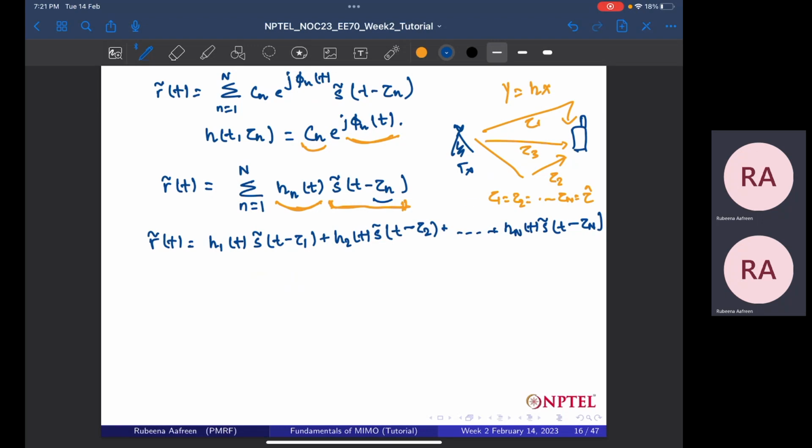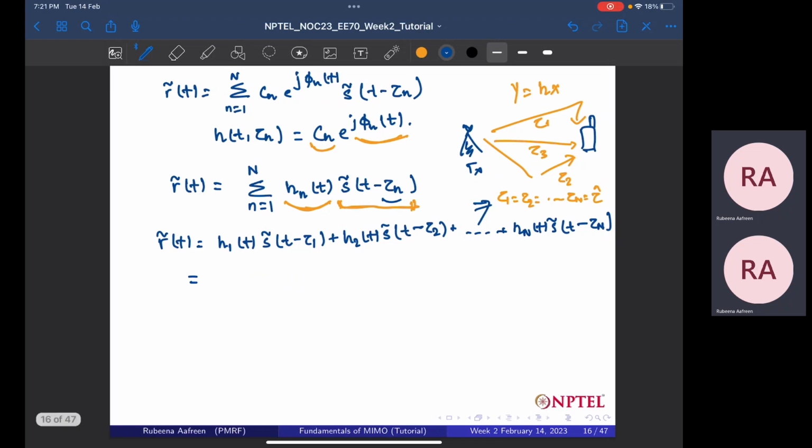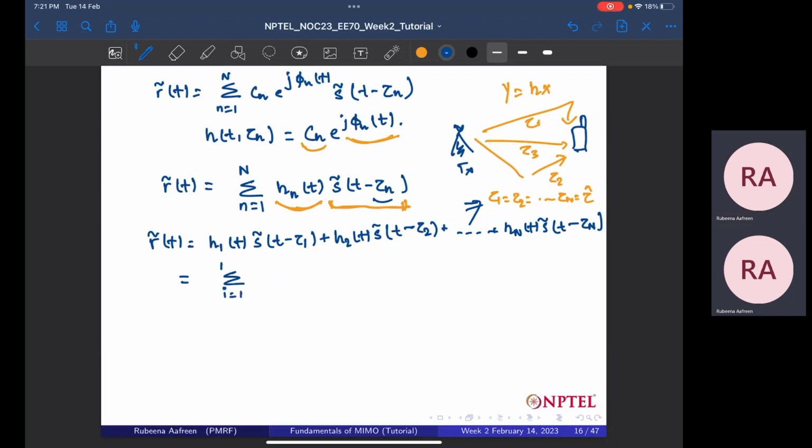But now we are saying that these delays are almost the same. So now we can model it as the summation n equals 1 to N, of h_n(t) times s(t minus tau). So the equivalent channel, now you tell me: can we say that this is the equivalent channel?